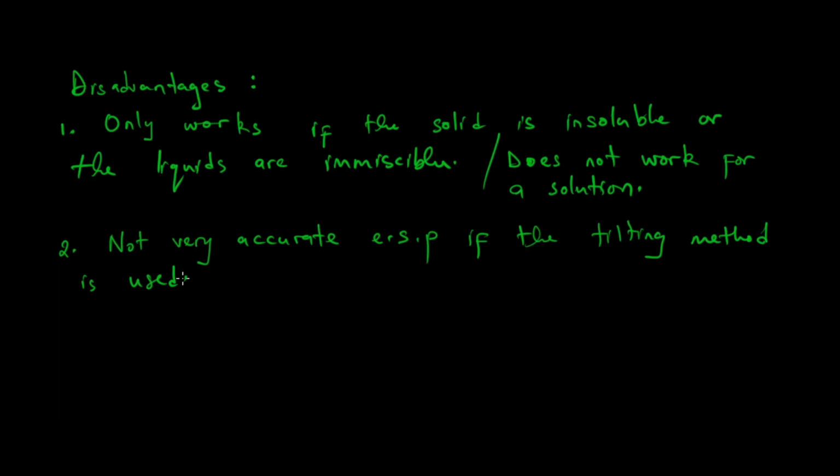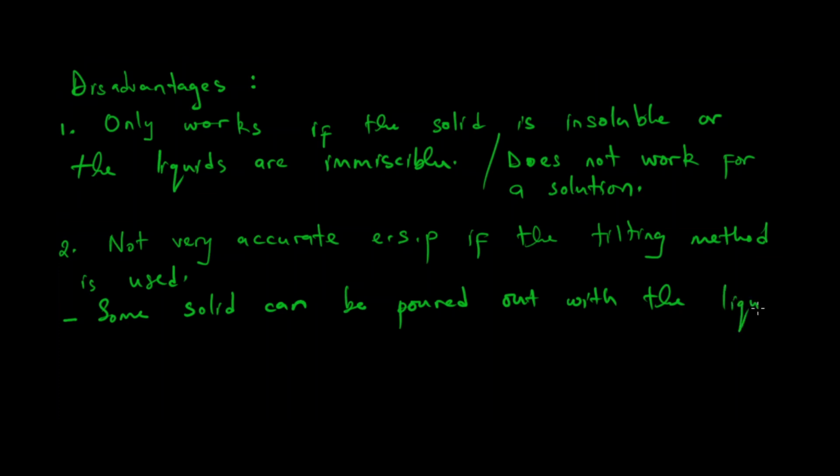Zvekuti patinovhura katape keseparatory funnel, mvura ichibuda tichicollecta in a beaker, tinozonyatsoona kuti kana color iyi kana kuti brown yapera, we stop the process. So it's not very accurate, especially if the tilting method is used. Kana kuti not very accurate for if some solid may be poured out with the liquid. Yes, tinogona kuti futi some solid can be poured out with the liquid. We can put it like this.